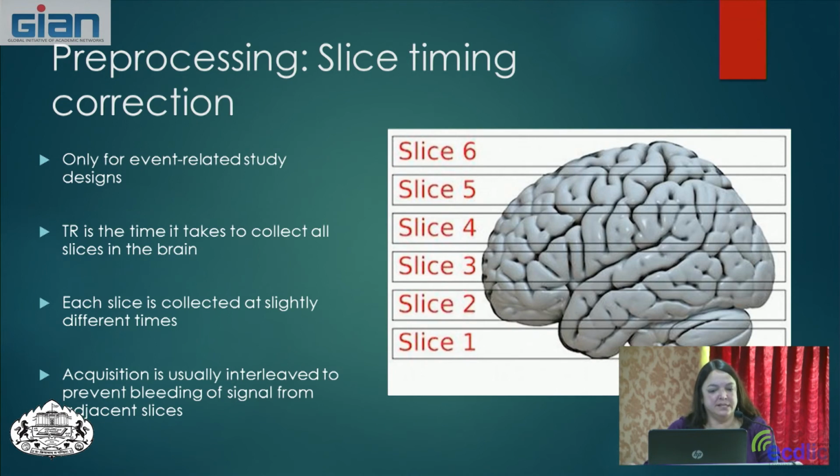Because, like I said, each slice is collected at a slightly different time. And again, these slices are generally interleaved. That means, like I told you, we collect every other slice, and then we collect the other slices. This is, again, to allow our slices to get back to baseline before we collect the one next to it, so we don't have this mix-up of signal influence in the different slices.